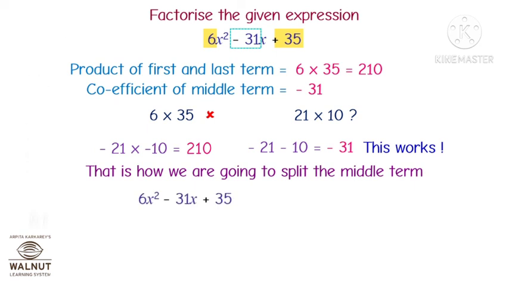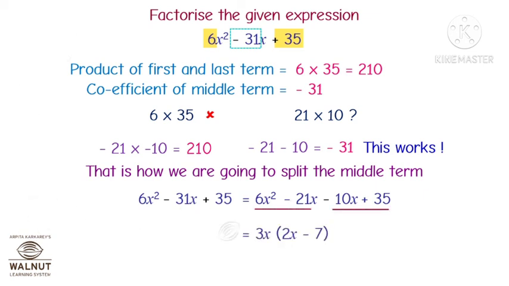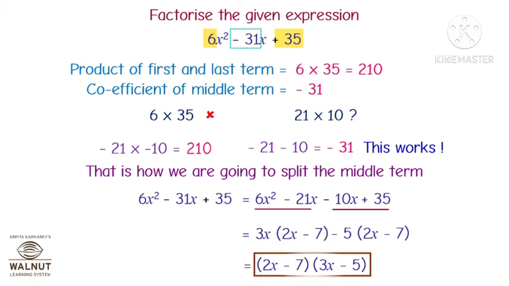6x square minus 31x plus 35 is equal to 6x square minus 21x minus 10x plus 35, which is equal to 3x into (2x minus 7) minus 5 into (2x minus 7), which is equal to (2x minus 7) into (3x minus 5). You can check your answer in rough work by actually multiplying the factors and see if you again come to the original expression in the question.